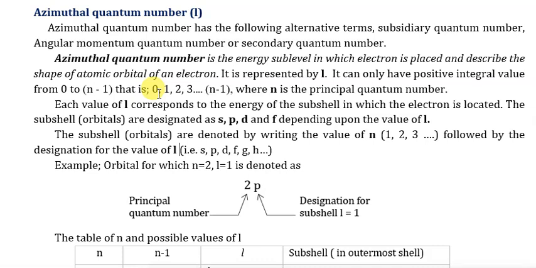L is equal to 0, that is S. L is equal to 1, that is P. L is equal to 2, that is D. And L is equal to 3, that is F.